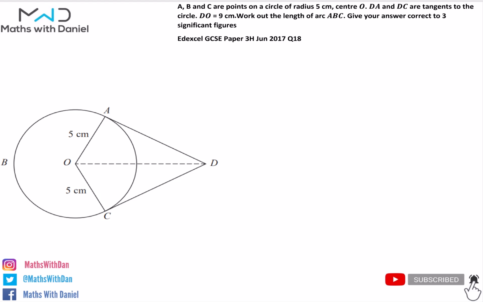Today I'll be doing question 18 of the Edexcel GCSE paper 3 higher tier June 2017.